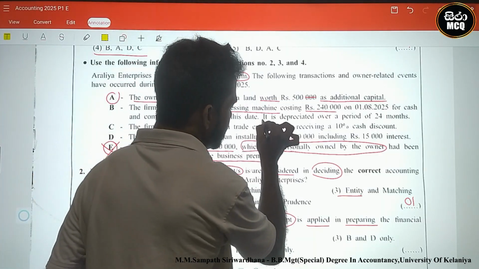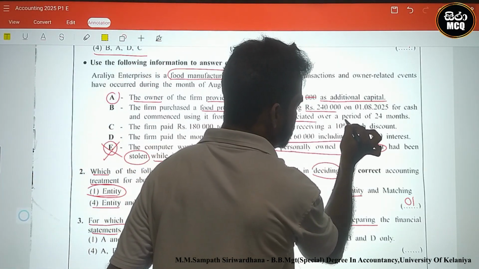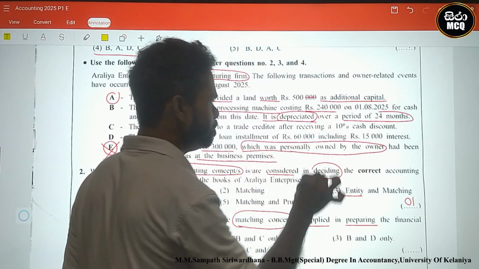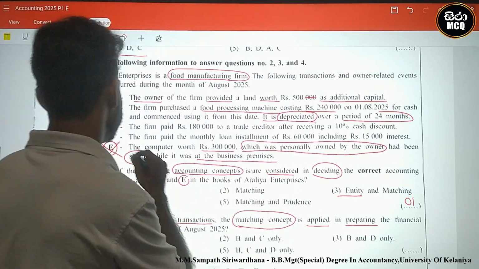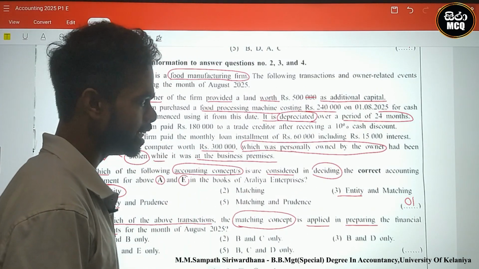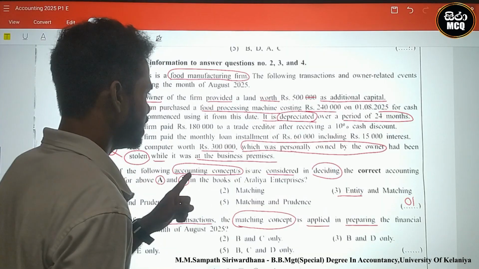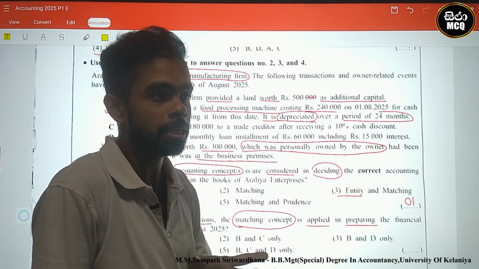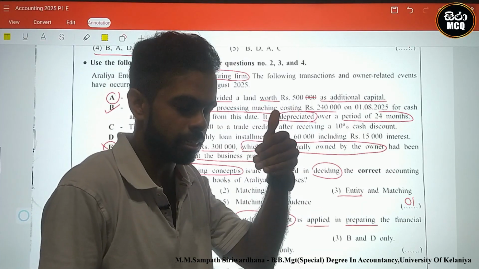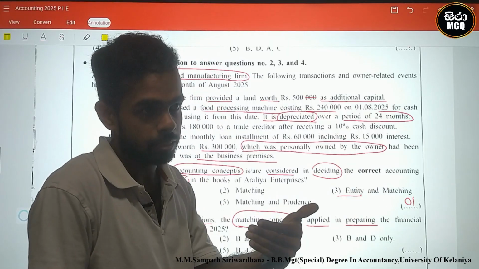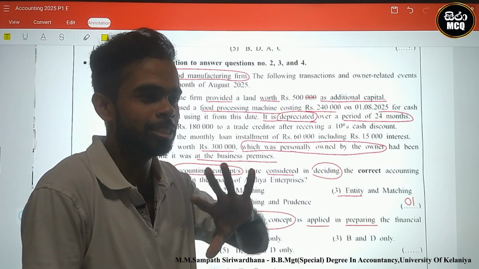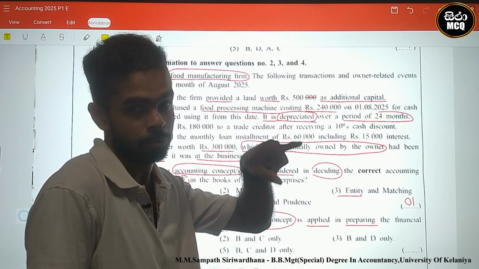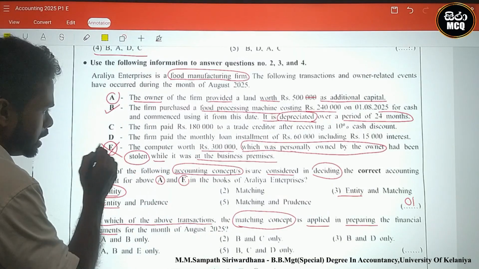Look here, it is depreciated over a period of 24 months. Depreciation is an expense. This is expense related. B is expense related, so this is the matching concept. The purchasing of the machine itself is not related to the matching concept, because purchasing is an asset: cash credit, machine debit. This is not related to expenses. But depreciation means expense. Expense is related to the matching concept.